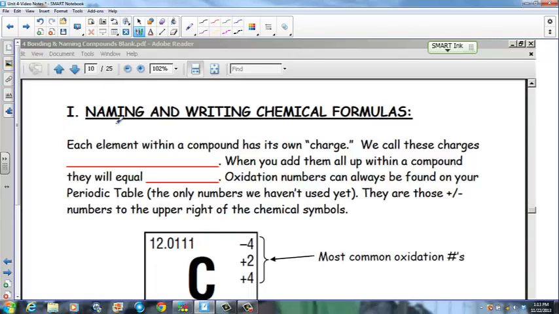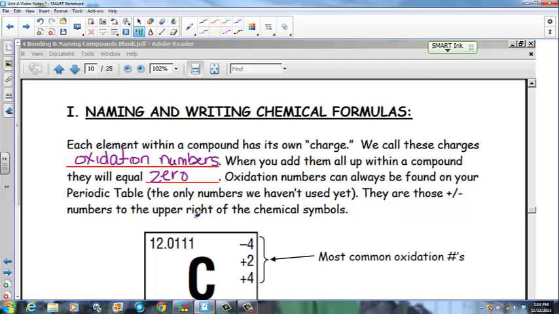formulas. So each element within a compound has its own charge. We call these charges oxidation numbers. When you add them all up within a compound, they will equal 0. Oxidation numbers can always be found on your periodic table, and they are the only numbers that we really haven't used yet for anything, and they are those plus and minus numbers that you see at the upper right hand corner of the chemical symbol itself.